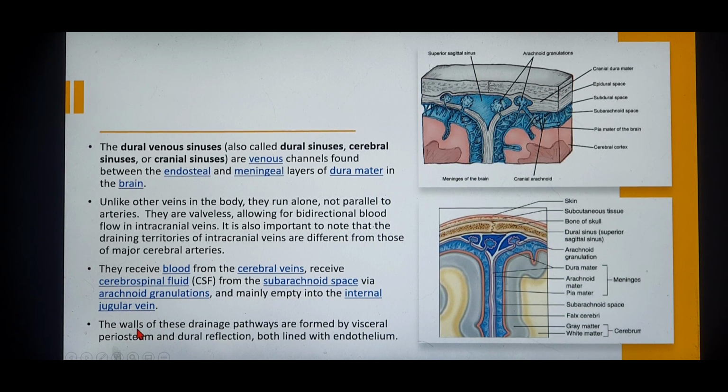So one more thing you have to remember, that the walls of these sinuses are composed of a periosteum and a dural reflection, which both are lined by a single layer of endothelium. Okay, so it is lined by the endothelium. So these 2-3 points are really important from the anatomical point of view and the histology point of view. So you have to remember this diagram and these 2-3 points, which are really important.